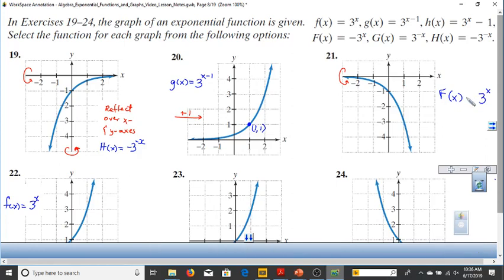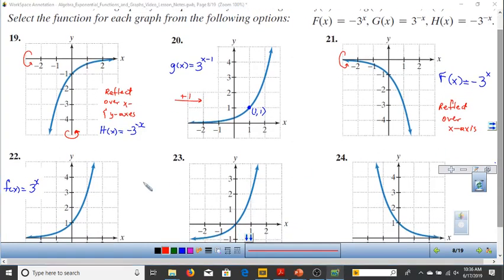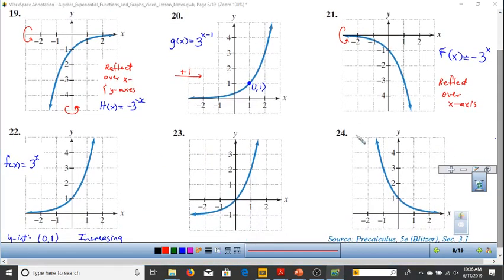So I'm trying to write this properly here. Reflect over the x-axis. All right, we already have number 19, number 22 down. Number 23, what does it look like we did for number 23? Down how much? 1 unit. So down 1 unit.